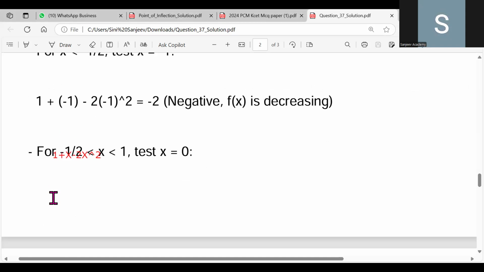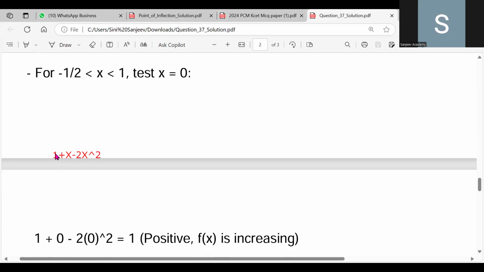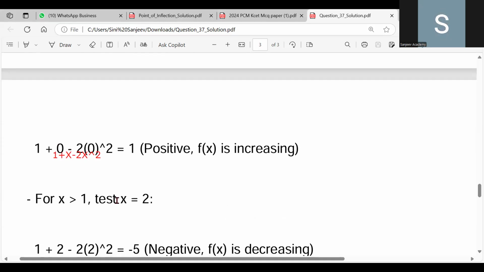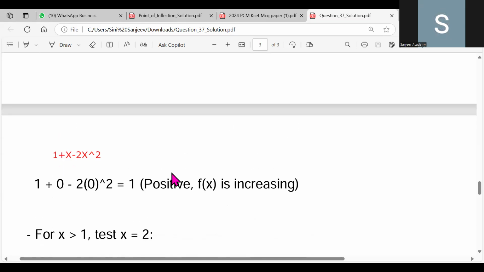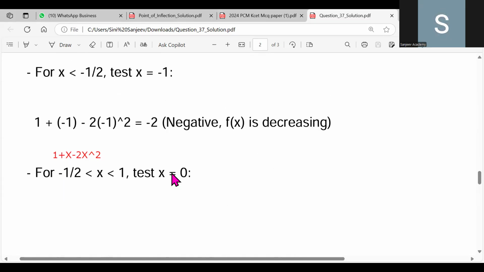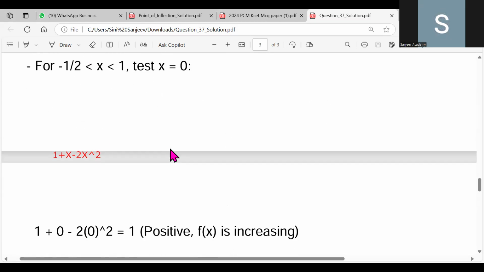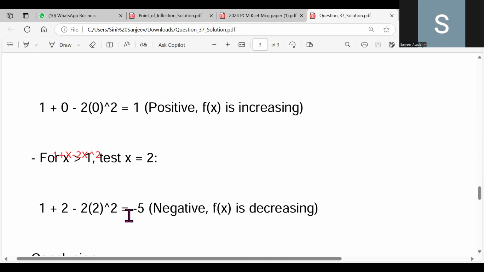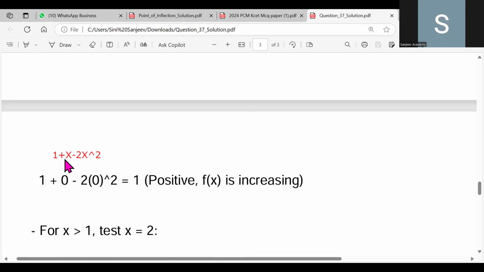Then if I'm putting x is equal to 0 in this equation, I'm getting positive 1. Then if I'm putting x is equal to 2, a real number, again I'm getting negative. First one was negative, then positive, then negative. For minus 1, I'm getting negative. Correct? For x is equal to 2, again it is decreasing, negative. You got the point.